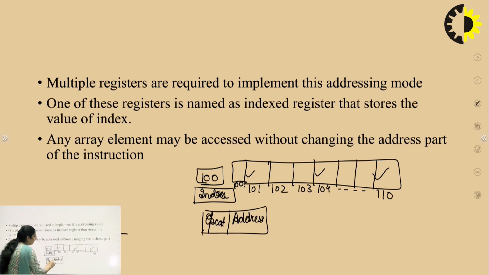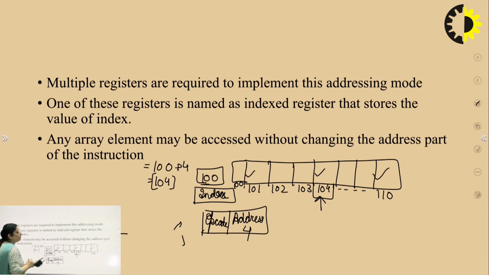So in the indexed mode, in the address part, I will specify the value that I need to add to the index to get the particular location. For example, I need to access the operand. My operand is here at location 104. So I will specify 4 in the address field. So the effective address will be the address specified in the instruction plus the value of the index register, that is 104, and we will fetch the data from location 104.